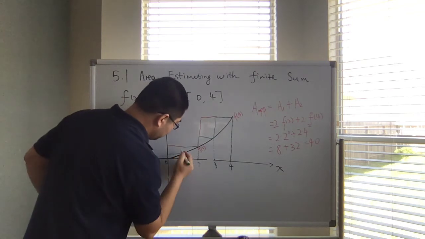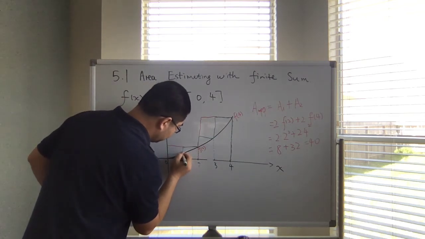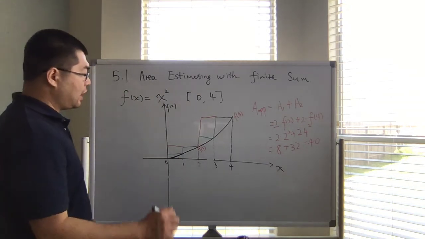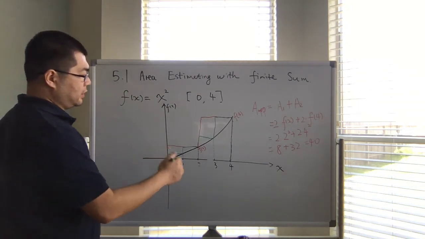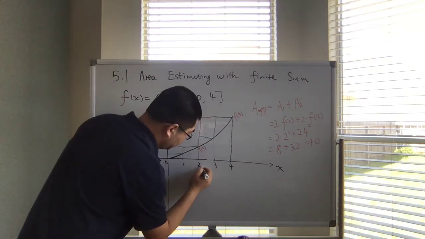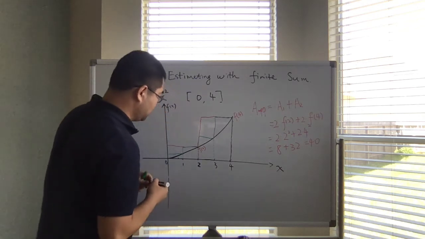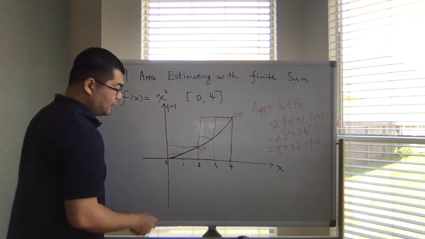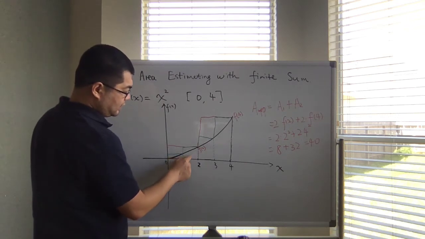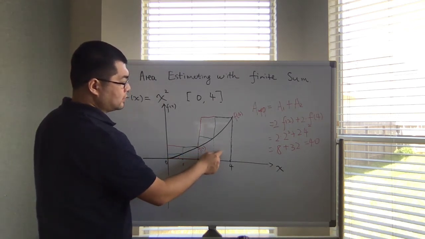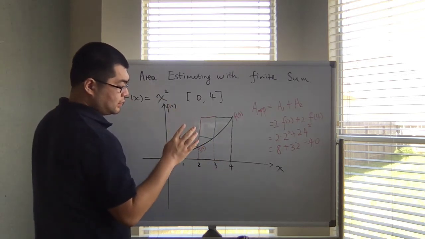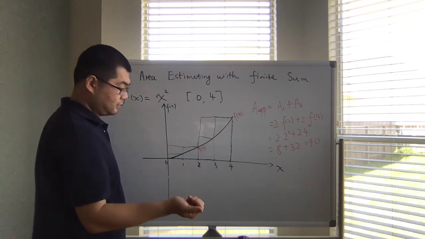For the second part, it should be like this. Now guys, you can see that after I partition the interval into 4 equal parts, if I calculate the area for the first part, second part, third part, and fourth part, the summation of those 4 areas is going to have a better performance, right?